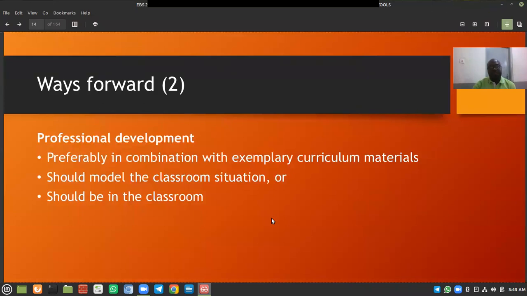Then we come to the professional development aspect, preferably in combination with exemplary curriculum materials. We should be able to use the new designed material with exemplary curriculum materials so that it lays a good foundation and shows that we are moving according to what is expected of us or what we desire to achieve. It should be a model of the classroom situation or should be in the classroom.